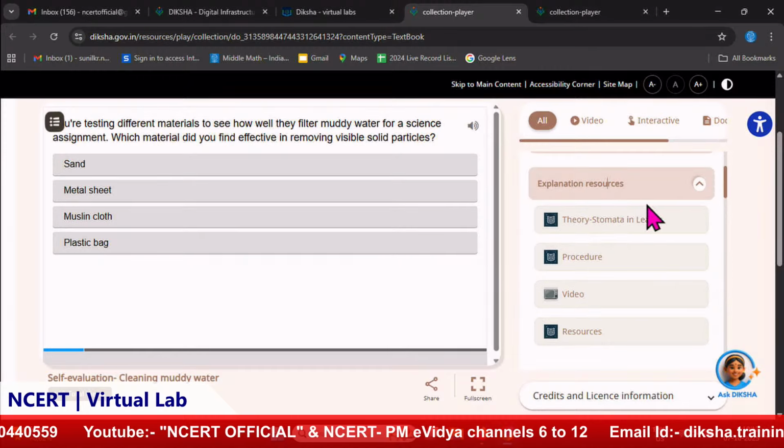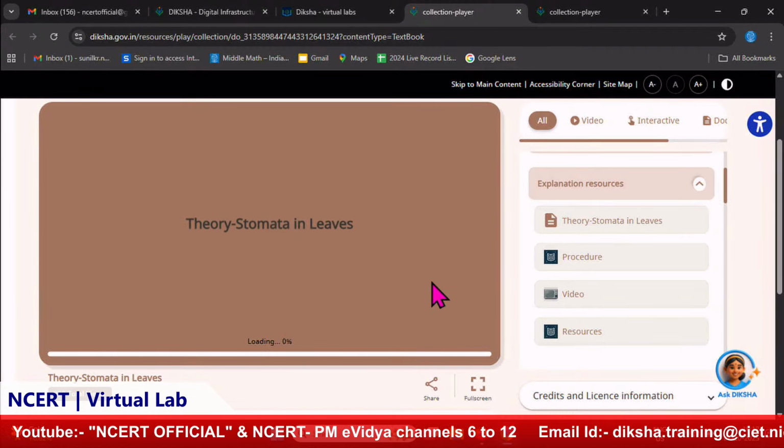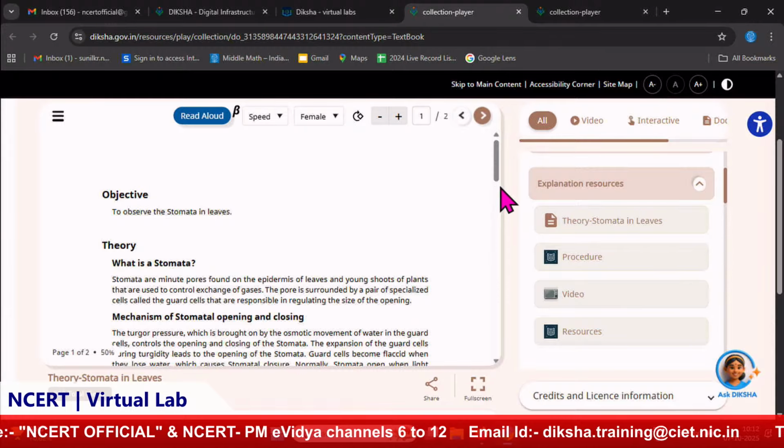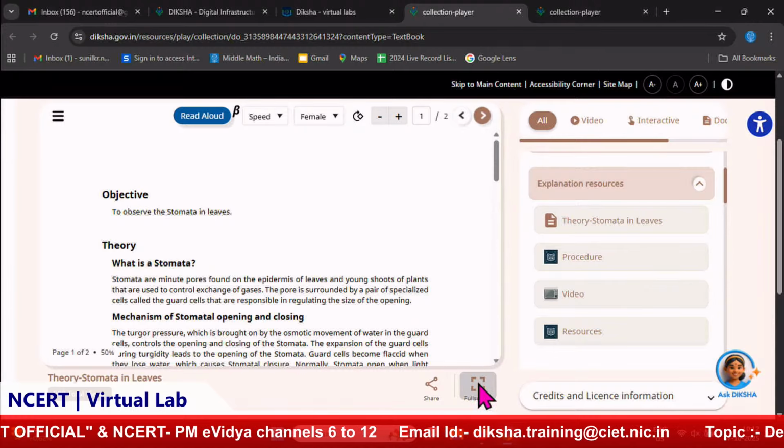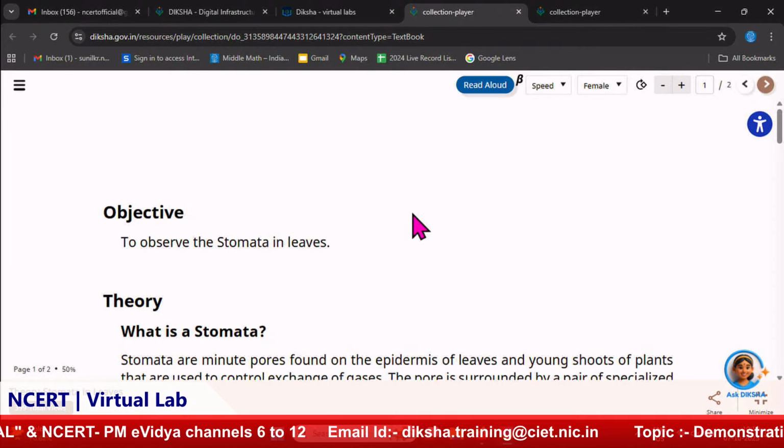When you click on any particular experiment, you can see various kinds of resources given over here, like experiment resources, explanation resources and learning resources. Click on any of the resources, and you can see various information mentioned over here, like the theory part. Students can go through this theory part, like what actually stomata is.